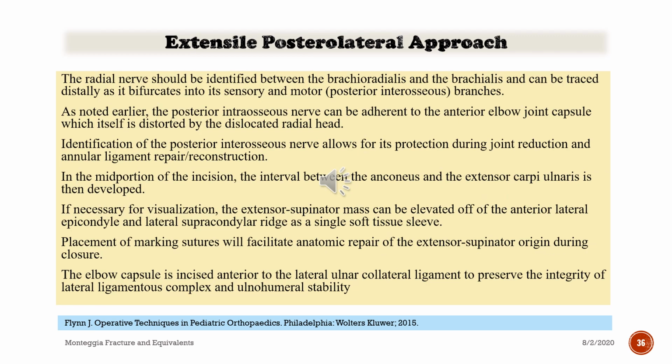The radial nerve should be identified between the brachioradialis and the brachialis and can be traced distally as it bifurcates into its sensory and motor, posterior interosseous, branches. As noted earlier, the posterior interosseous nerve can be adherent to the anterior elbow joint capsule, which itself is distorted by the dislocated radial head. Identification of the posterior interosseous nerve allows for its protection during joint reduction and annular ligament repair/reconstruction.